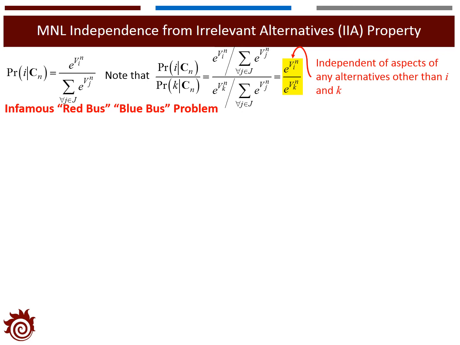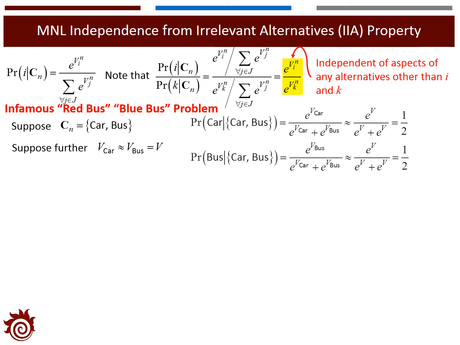This property can be used to explain the infamous red bus and blue bus problem. Suppose we have two transportation modes, car and bus, in one transportation system, and the deterministic utilities for car and bus are the same. They are both capital V. Then we can find that the probability of taking car is 1/2, and the bus is also 1/2.